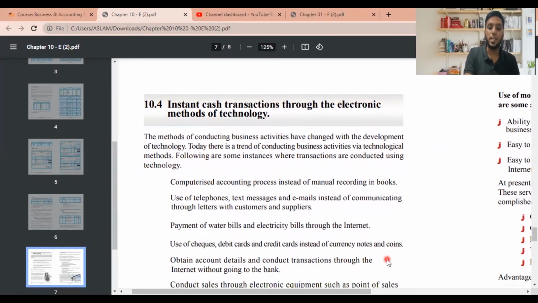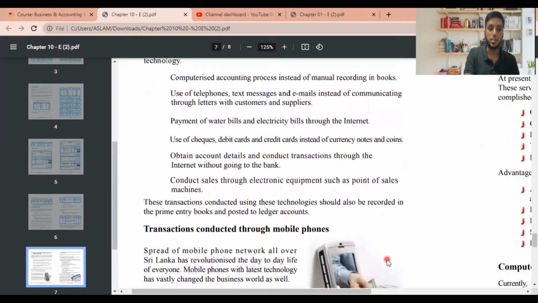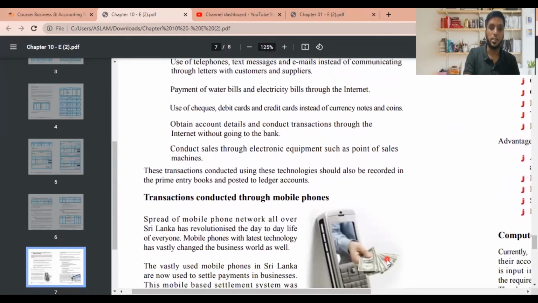Then we have obtaining account details and conducting transactions through the internet without going to the bank. Sitting in one place and getting the work done is one of the important things you can achieve when it comes to computerized accounting. Conduct sales through electronic equipment such as point of sales machines.